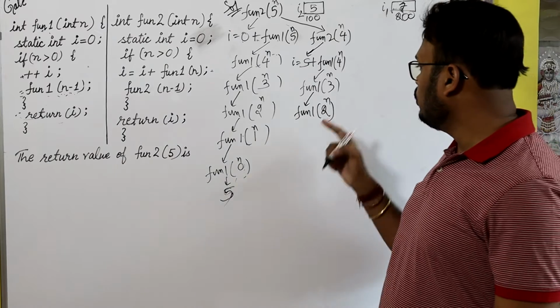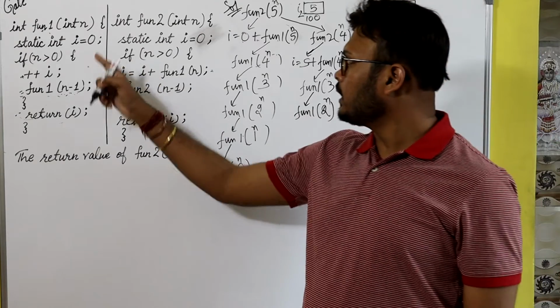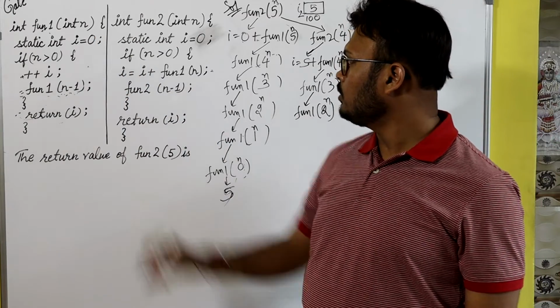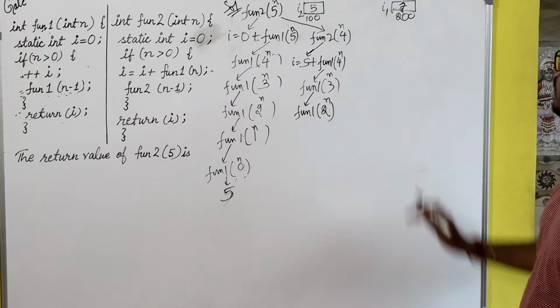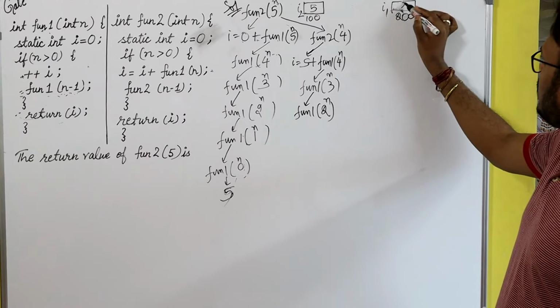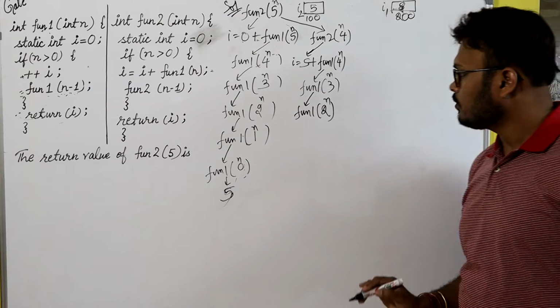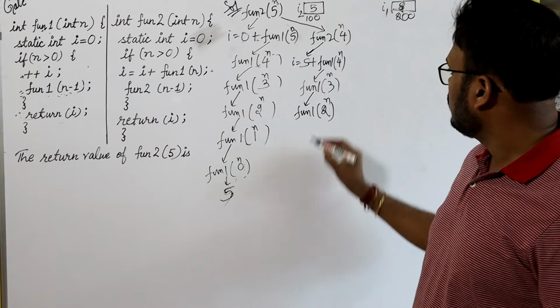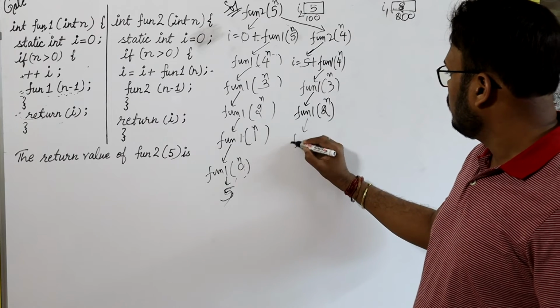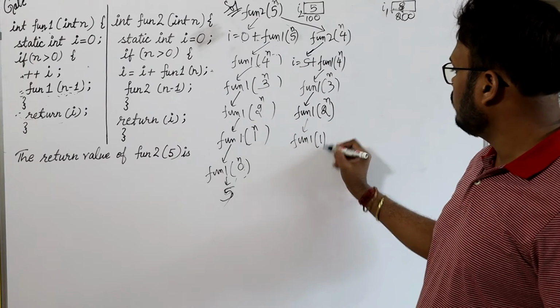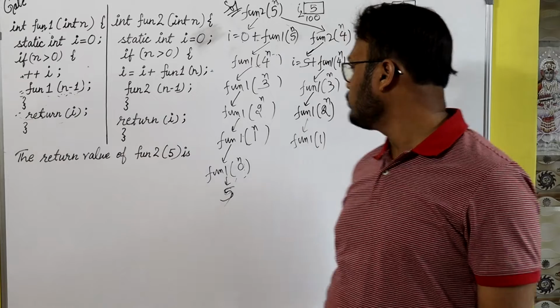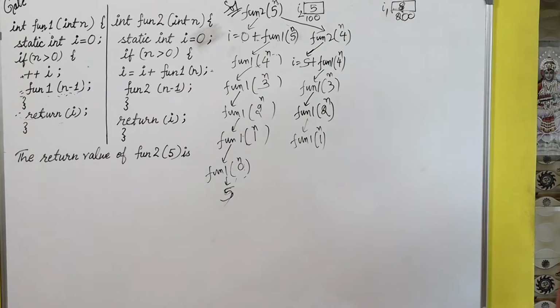Fine. And now 2 is greater than 0. Okay? So the value of I will be incremented by 1, that is 8. Fine. And again, fun2 is calling fun1. Why fun1? Because 2 minus 1 is 1.